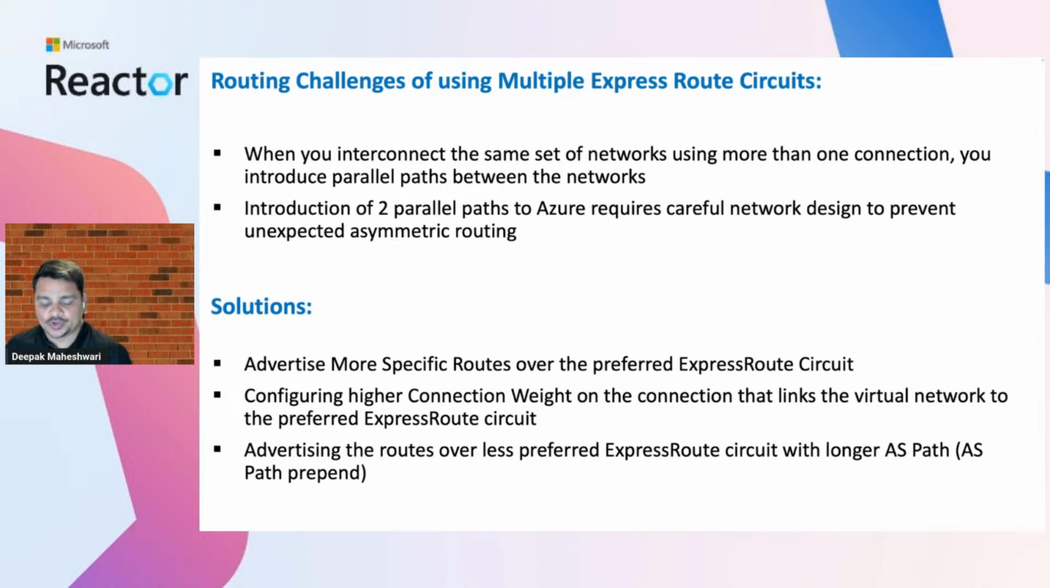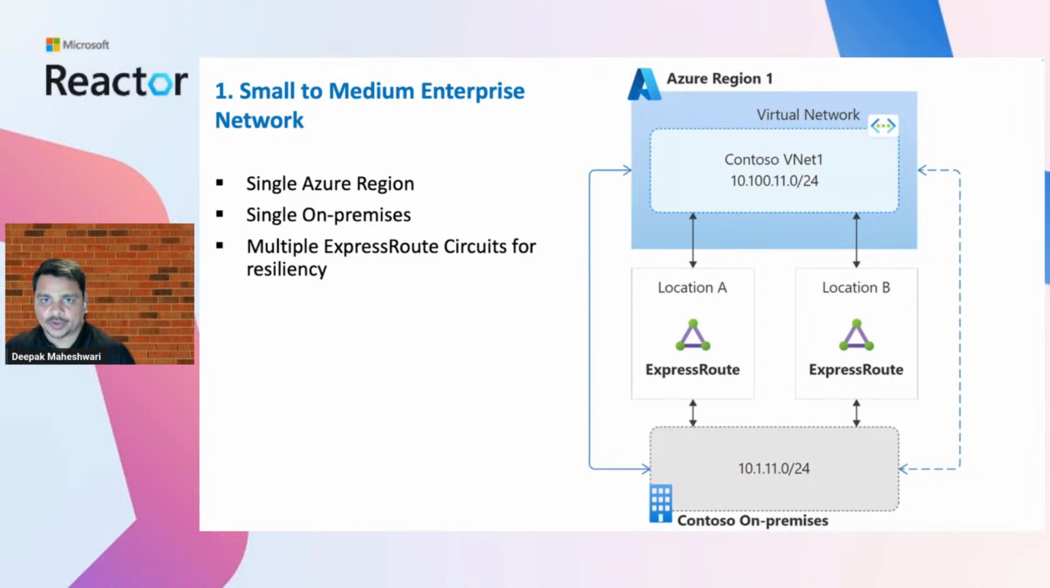You can use a more specific route to advertise which ExpressRoute circuit you want to use versus the other. You can also define a higher connection weight for the traffic coming from Azure. You can also use the BGP attribute called AS path prepending. What AS path prepending does is it prefers one path over the other. And if the first path, which is the preferred one, is down, it will use the other path. So you can pretty much use high availability configurations for the protocol.